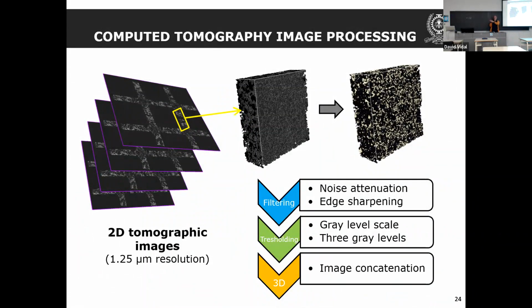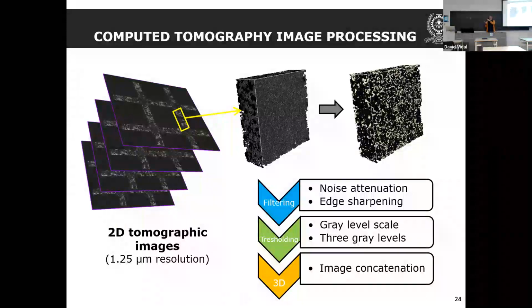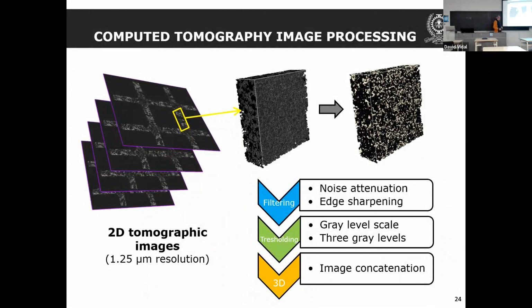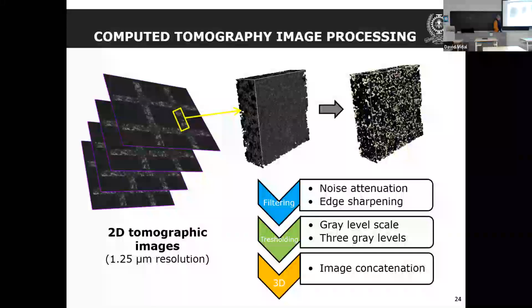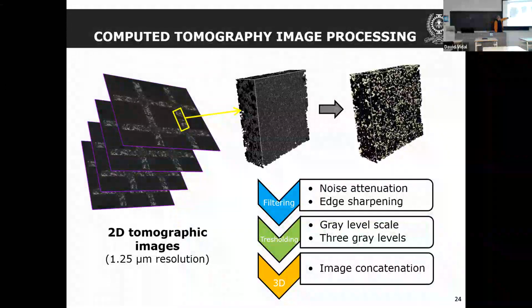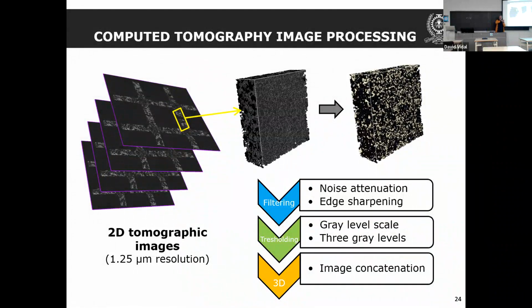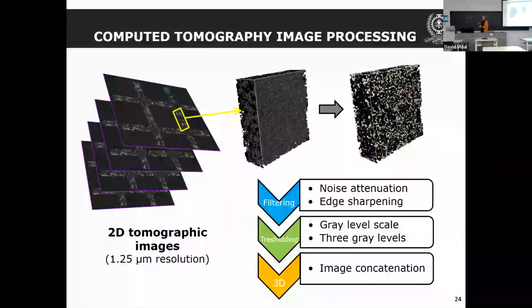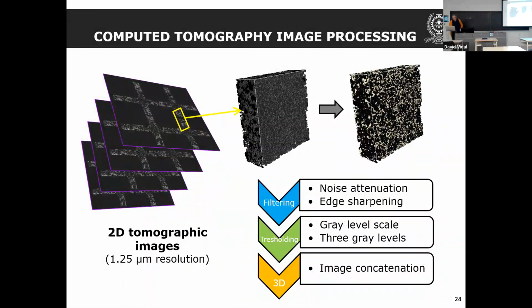Here are three materials. You have the porous space, air, you have the ceramic, and then you have the catalyst. Okay? So there are three phases to be thresholded and to be able to image them properly. And eventually you will get a stack of 2D images that will be able to reconstruct your structure in 3D.